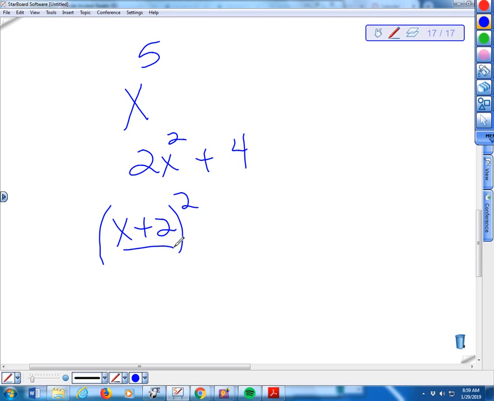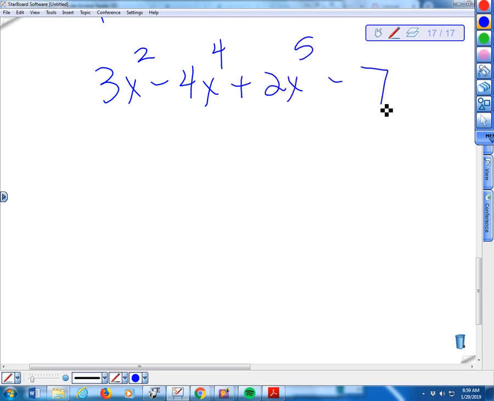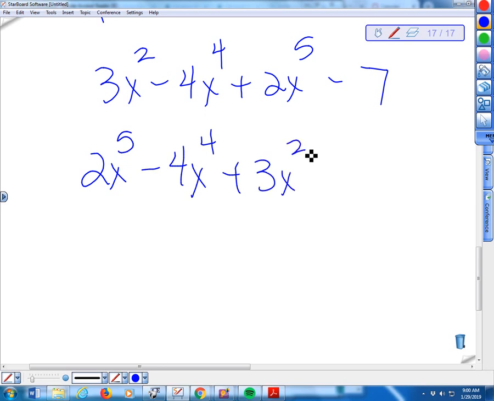When you're dealing with a polynomial, the first thing you need to do is write it in order of leading exponents, in decreasing order. So if I have something like this, before you even look at it and analyze it, you must rewrite it so that the leading term is the highest exponent. 2x to the fifth is the highest exponent, so that is it in its correct order.